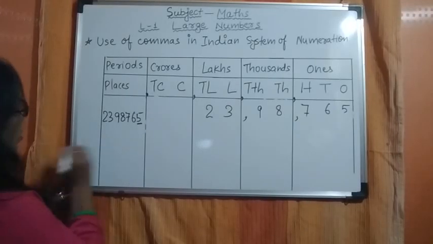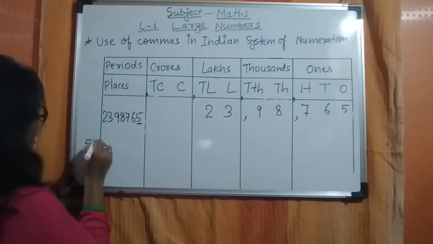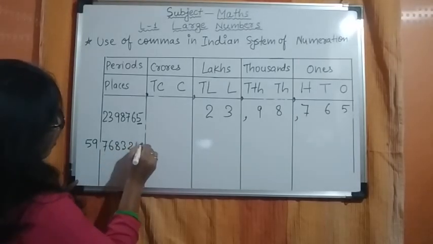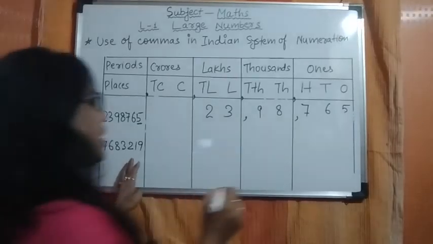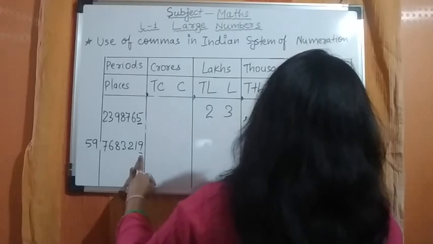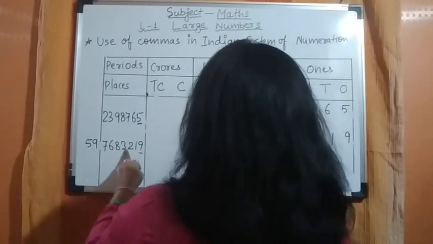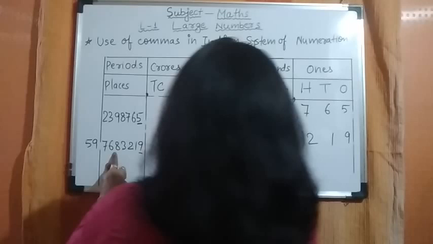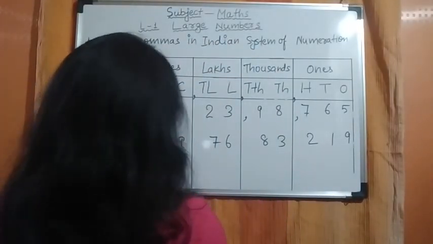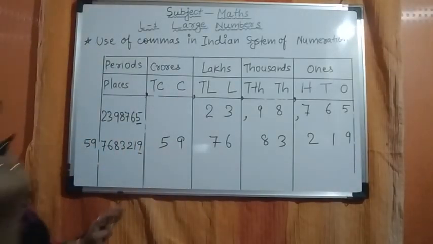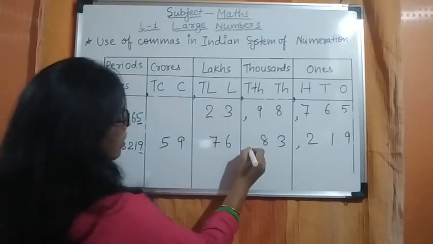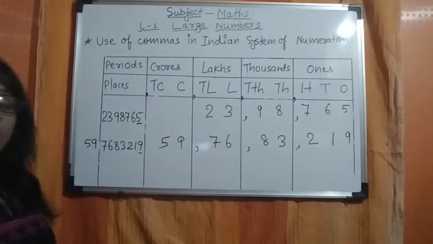So I am taking one more number, 597683219. Now we will write this. Start from the extreme right: 9, 1, 2, 3, 8, 6, 7, 9, 5. Now you know where we have to put commas. Yes, definitely you have to put a comma here after 3 numbers, then here after 2 numbers, then here after 2 numbers.